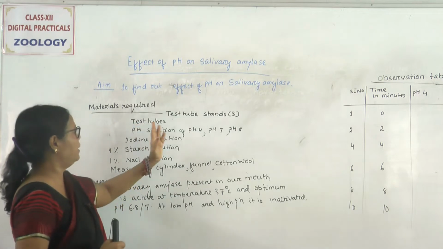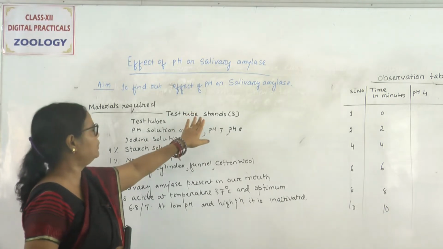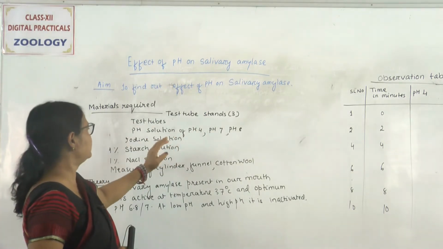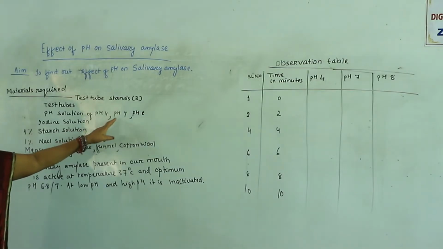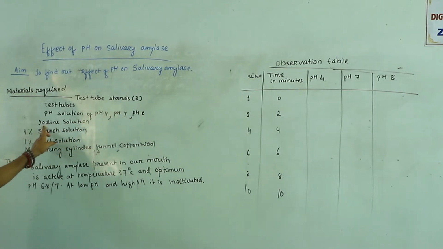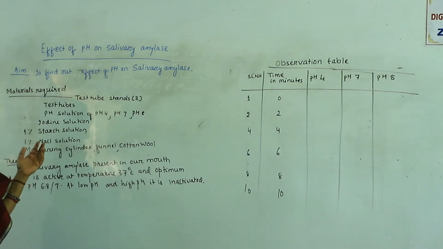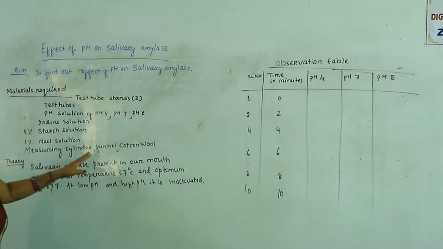For this experiment, you have to take materials like test tube stands, 3 test tube stands, one for pH 4, one for pH 7 and a third one for pH 8. Then test tubes, and ready-made pH solutions are also available. So take pH 4, pH 7 and pH 8 solutions, then iodine solution, 1% starch solution and 1% sodium chloride solution. How to prepare sodium chloride and starch solution is already explained. Then dilute salivary amylase, 1:19. Then measuring cylinder, funnel and cotton wool, that is for saliva collection.